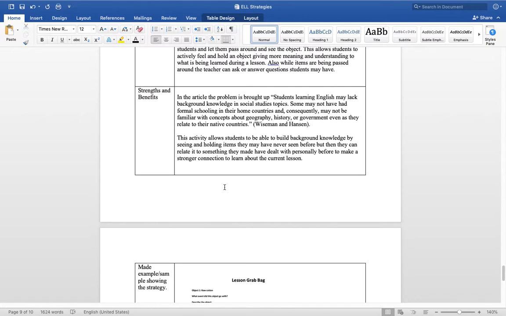So this activity allows students to build background knowledge by seeing and holding items that they may have never seen before, but they can now relate to something they may have dealt with personally or seen before, and make a stronger connection and boost their learning about the current lesson.